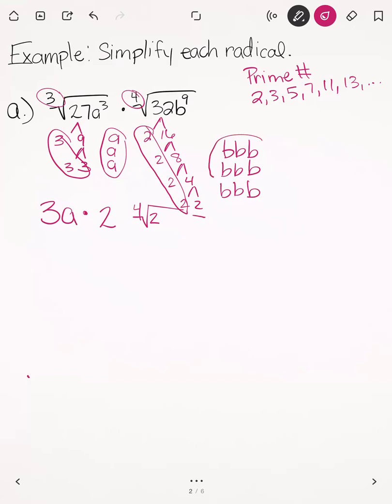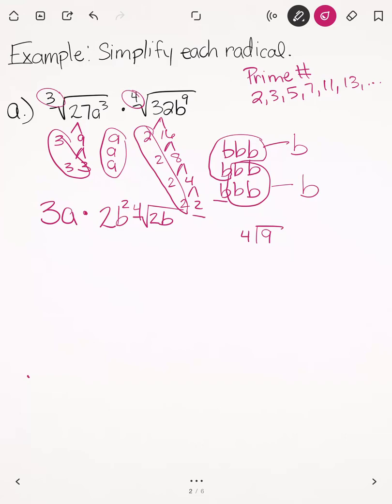So there's 1, 2, 3, 4, like that. And then there's 4 there. So each group gets represented by a b, and b times b is b squared. And I have 1 b left over, so it stays inside. How I like to think about it is kind of like long division.